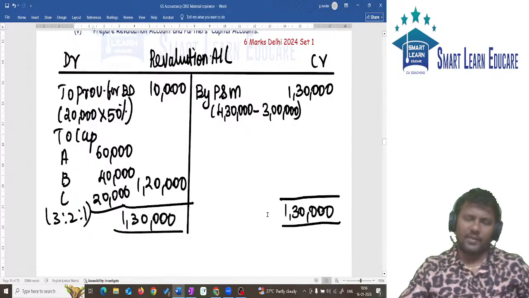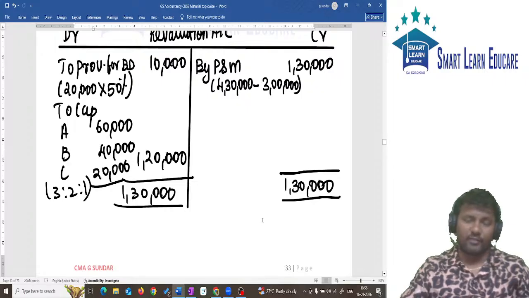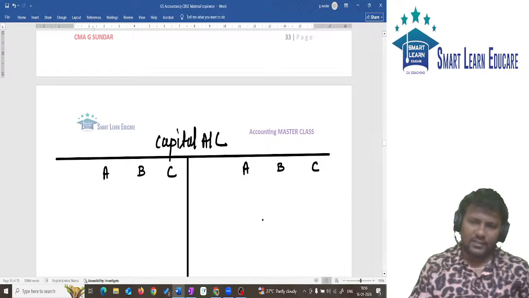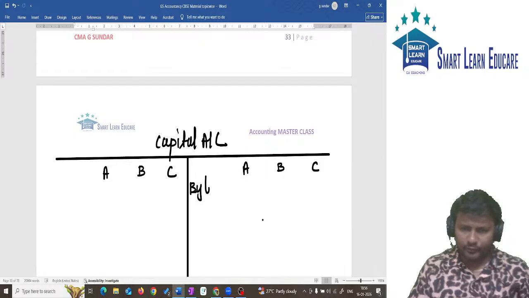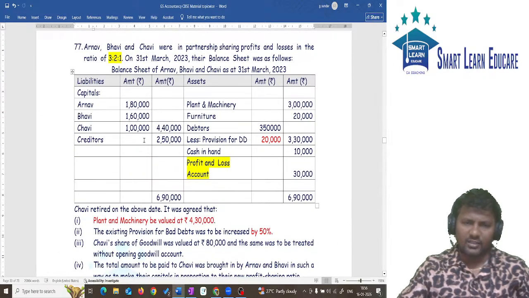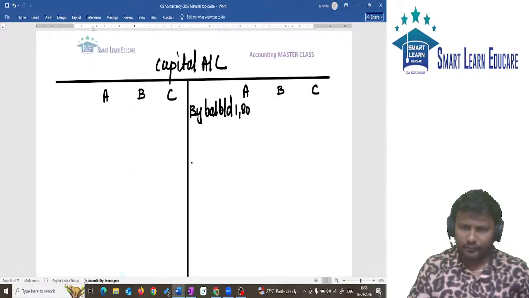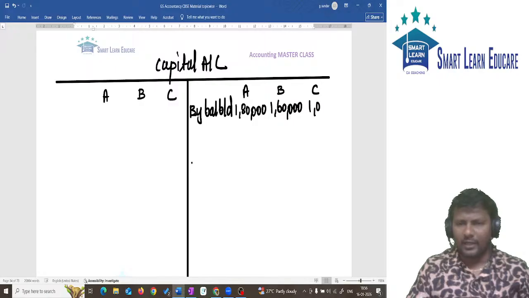Goodwill over. Now the last step, number 5, capital account. A very important step because of the capital proportionate adjustment. We have one goodwill adjustment. First, by balance brought down. What is the opening capital of the partners? It is 1,80,000, 1,60,000 and 1 lakh.